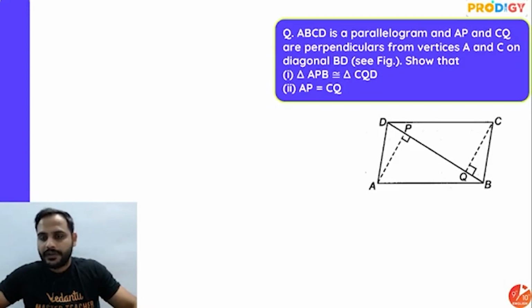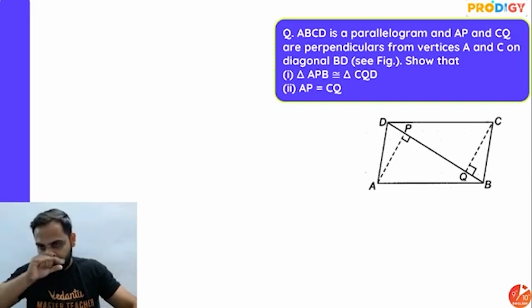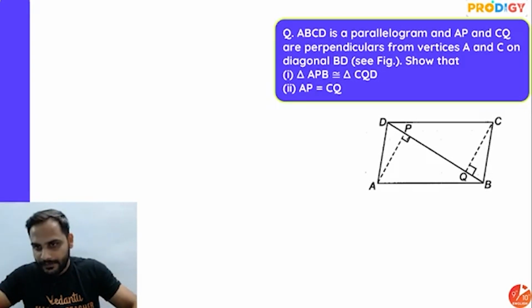Alright, so look at what we can start with first. In both these triangles APB and CQD, this angle is 90 degrees and this angle is also 90 degrees. Also we know that AB is equal to CD. One more thing you can say is that this angle at D will be equal to this angle at B, interior alternate angles. So you can see the angle side rule. This angle is 90, so angle side rule.